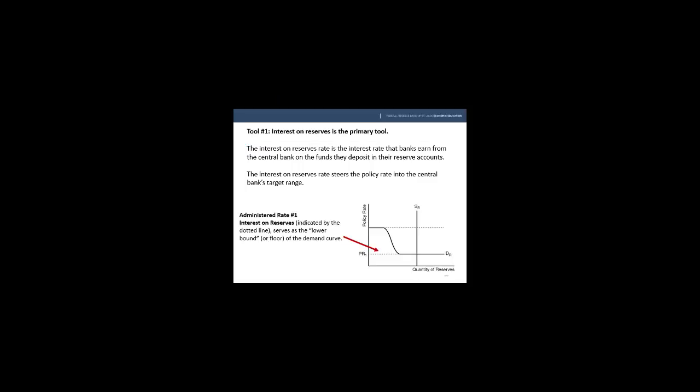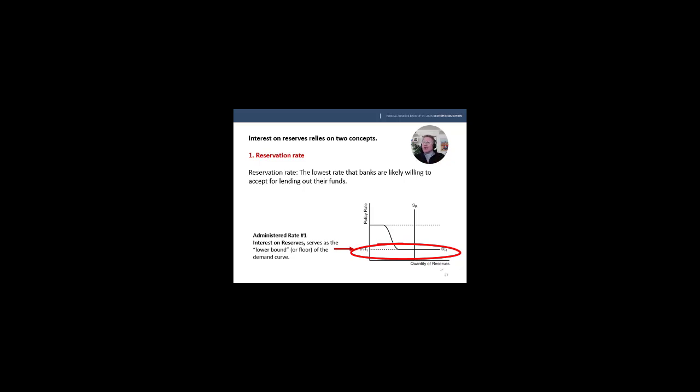The interest on reserves rate steers the policy rate into the central bank's target range. And the interest on reserves rate is shown on the graph as the dotted line extending from the bottom portion of the demand curve. The dotted bottom portion is the interest rate on reserve balances. The interest rate on reserves is an effective guide. Essentially, it helps steer the policy rate because of two key economic concepts: the reservation rate and arbitrage. I'll explain arbitrage later. Right now, let's take a look at the reservation rate.